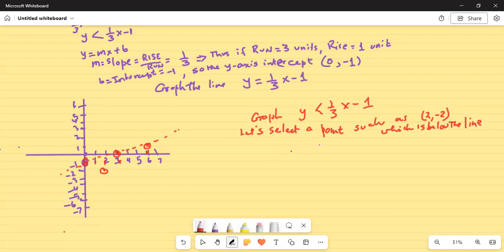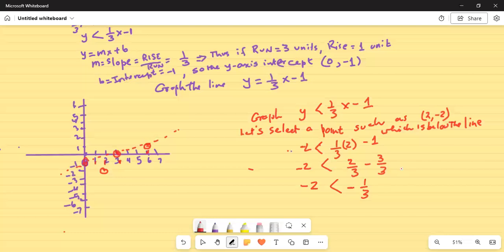So we can write -2 less than 1/3 x, where x is 2, minus 1. Okay, so -2 less than, this is 2 over 3 minus 1, which we can write as 3 over 3. 1 is 3 over 3. So -2 less than 2 minus 3, which is actually 3 minus 2 with a negative sign coming from the larger, 3 minus 1/3. This is true.